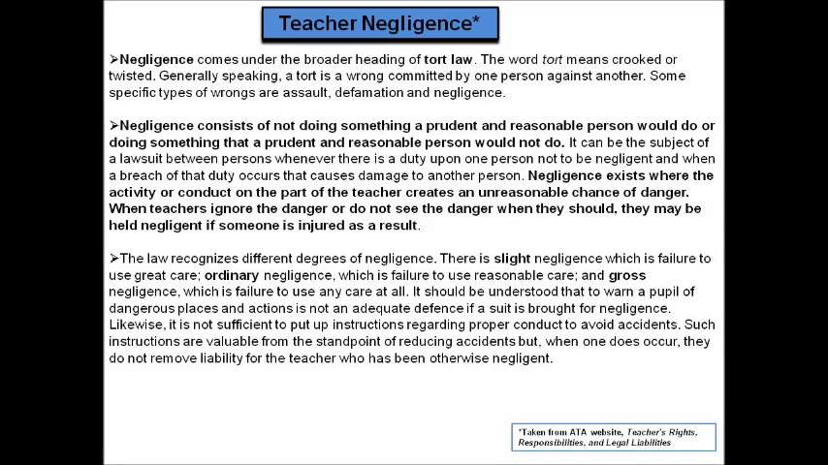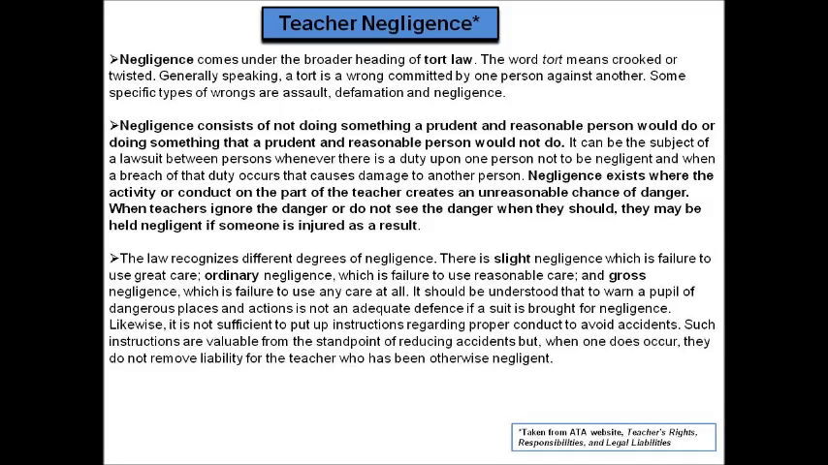Okay, so teacher negligence, what is that? I've taken this from the ATA website. Negligence comes under the broader heading of tort law. The word tort means crooked or twisted. Generally speaking, a tort is a wrong committed by one person against another. Some specific types of wrongs are assault, defamation, and negligence.